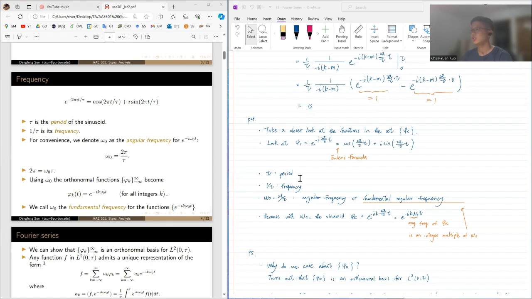And now that we have defined the period, we can also define the frequency of the function, which is given by 1 over tau. Similarly, we can define the angular frequency omega naught as 2 pi over tau. Now we can substitute this omega naught into the expression of psi k, and you can see that in the end, psi k will equal e to the negative i k omega naught t. From this expression, you can see that the angular frequency of psi k is an integer multiple of omega naught. For this reason, we say omega naught is the fundamental angular frequency of these functions.